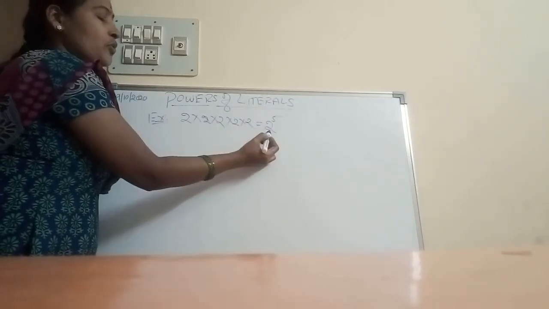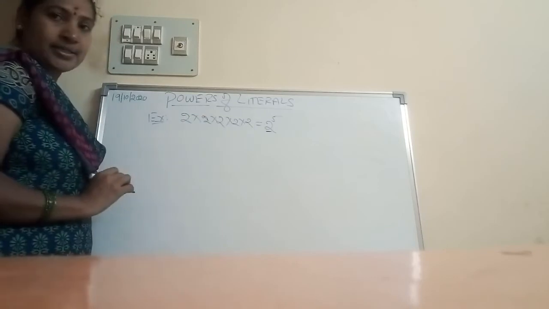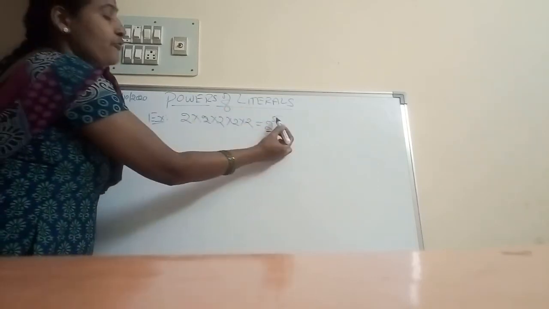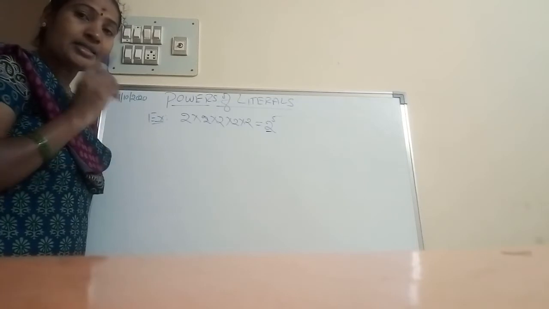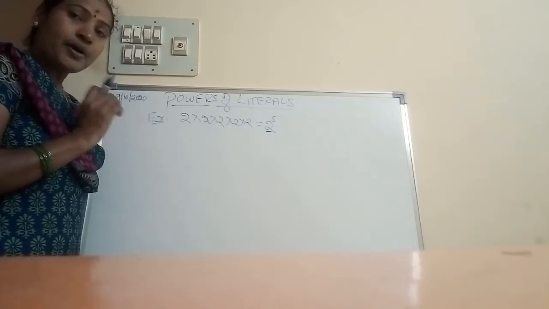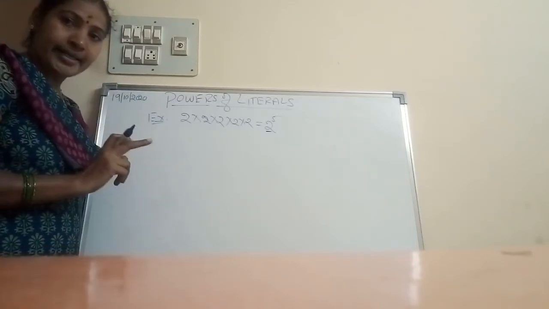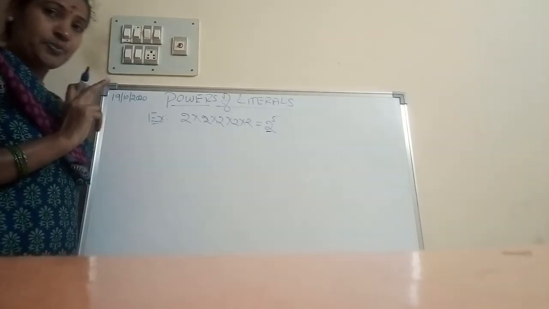Okay children, this 2 is known as a base, and the 5 I have written, that is how many times the number has repeated, is known as a power. Power is also known as an exponent.